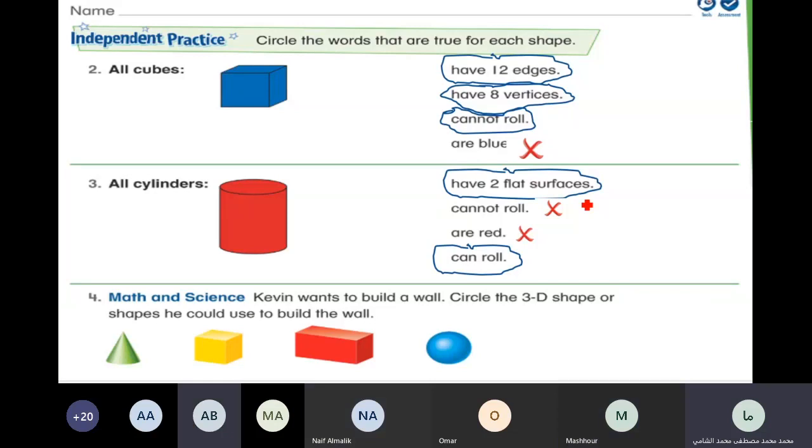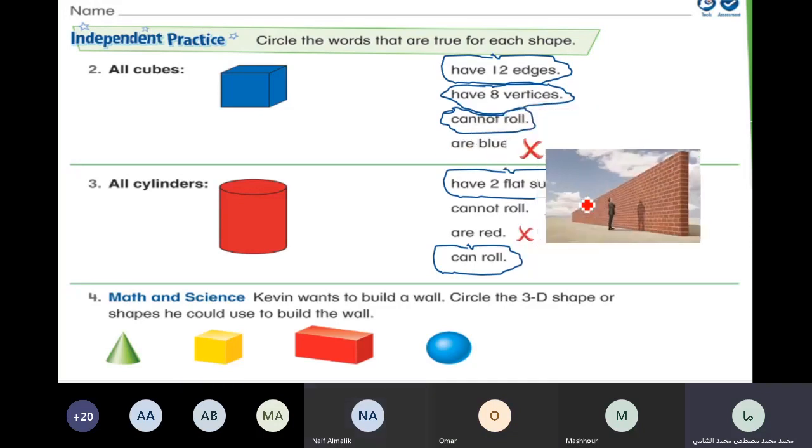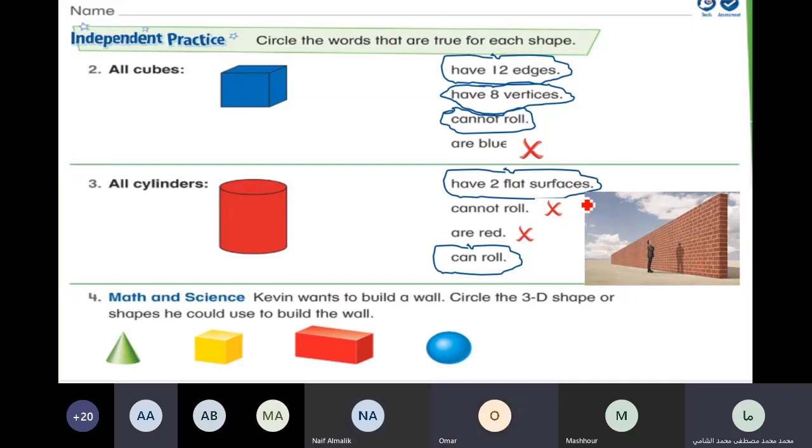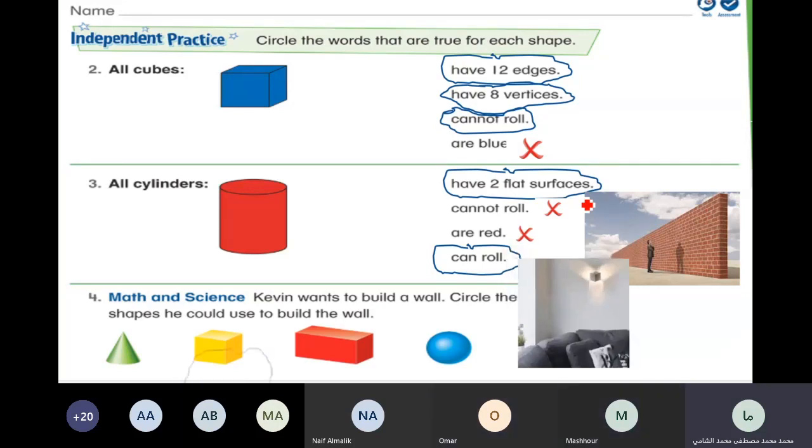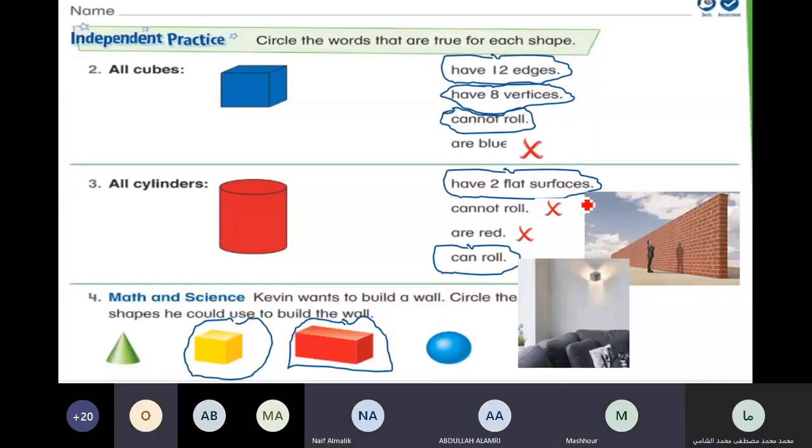Number four. Kevin wants to build a wall. Which 3D shape could he use to build a wall? Look, the wall can be like what? Rectangular? Yeah, rectangular prism. Or cube. So cube is the right answer and rectangular prism is the right answer too. So a wall can be a cube or a rectangular prism.